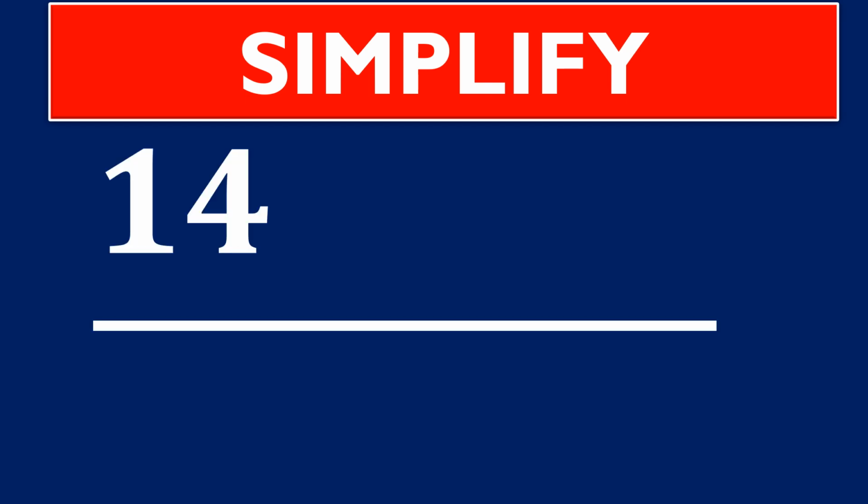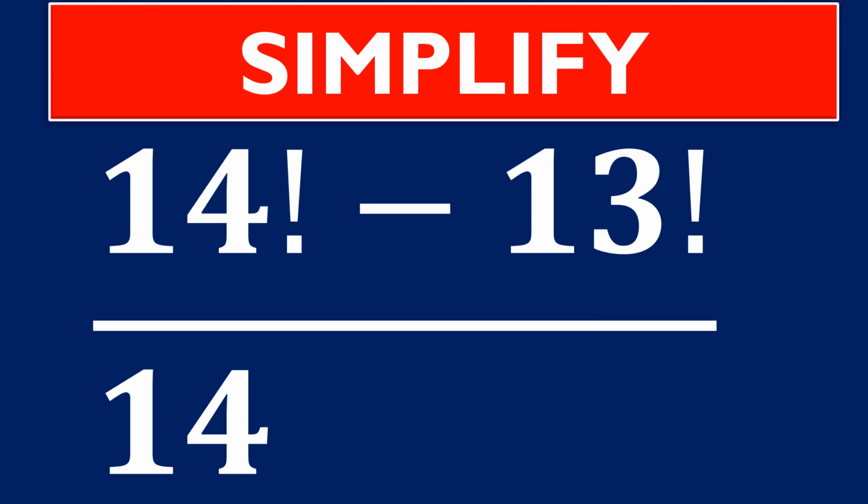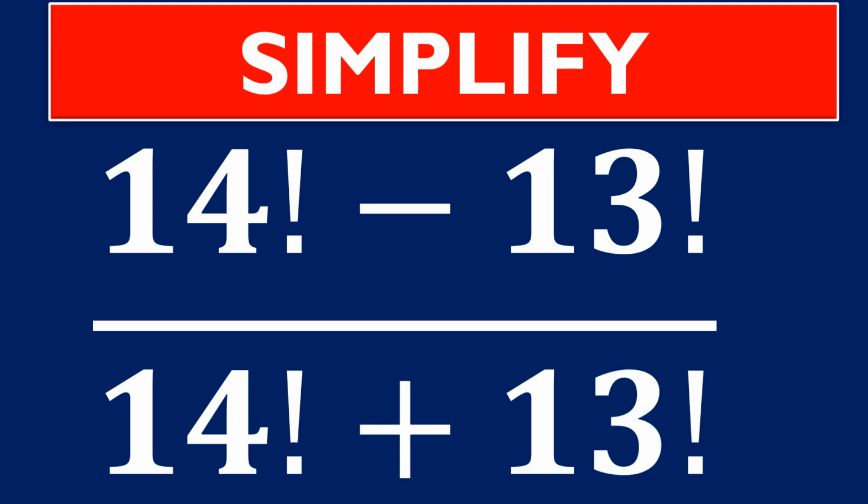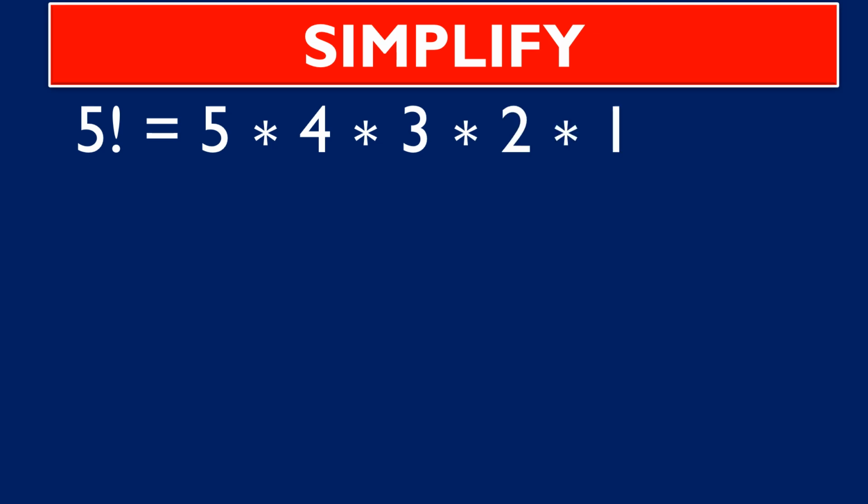Welcome viewers. Today we will be looking at this factorial expression with a view to simplify it. So what we have is 14 factorial minus 13 factorial, all divided by 14 factorial plus 13 factorial. So let us quickly look at this factorial expression as a basis for some form of reminder.